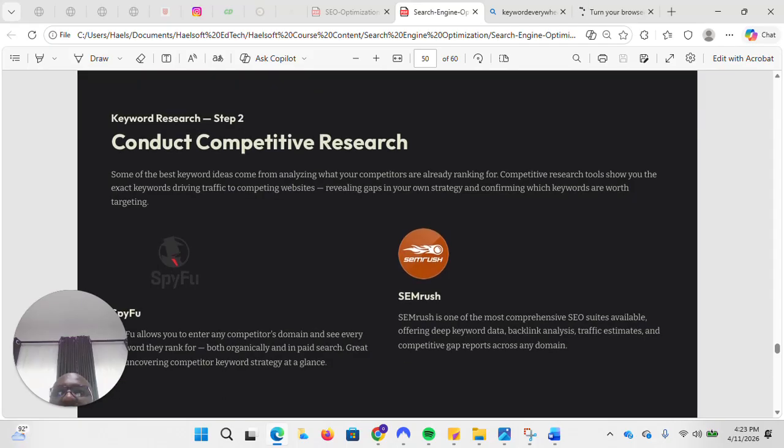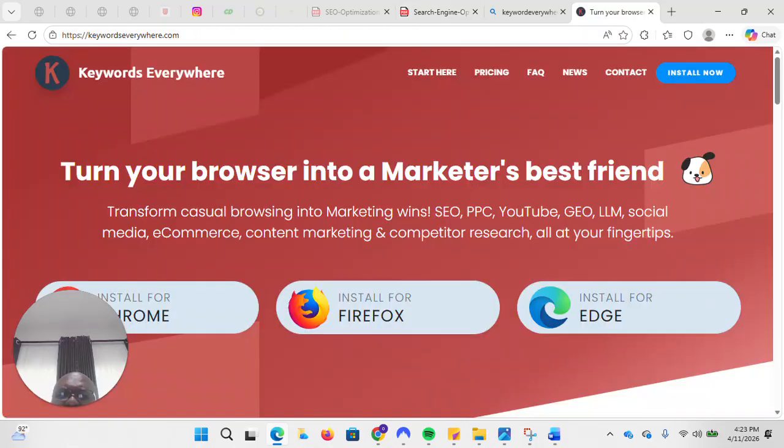With your keyword research tools, you can actually do competitive research to find out more about your competition. What keywords are they ranking for? How are they ranking for those keywords? So this is the platform here, Keywords Everywhere. Keywords Everywhere is a powerful tool. Turn your browser into a marketer's best friend.